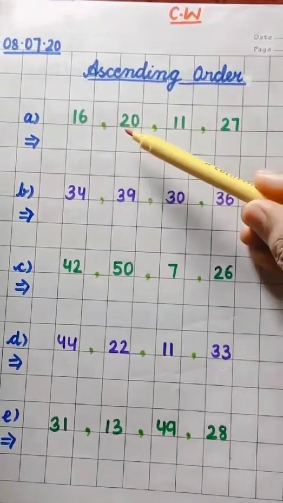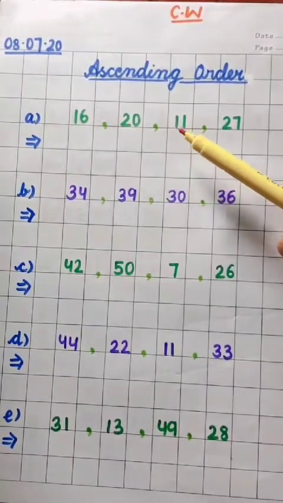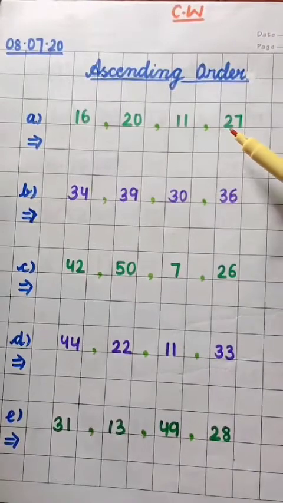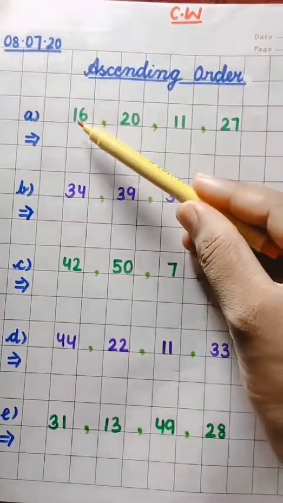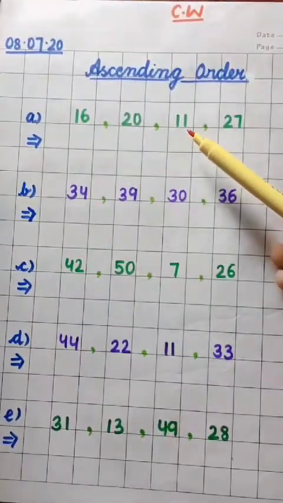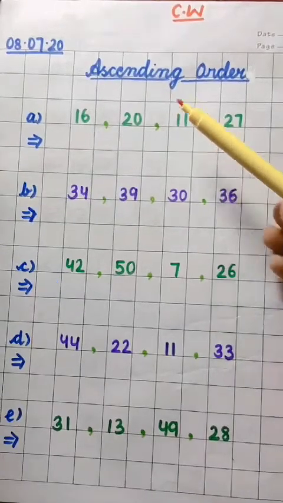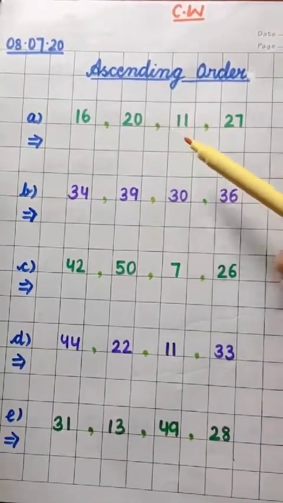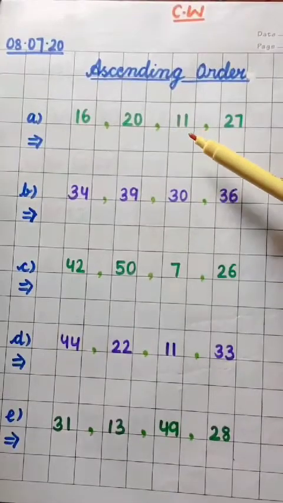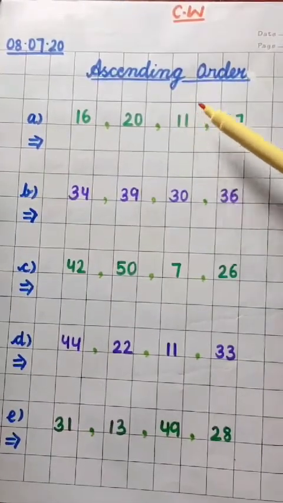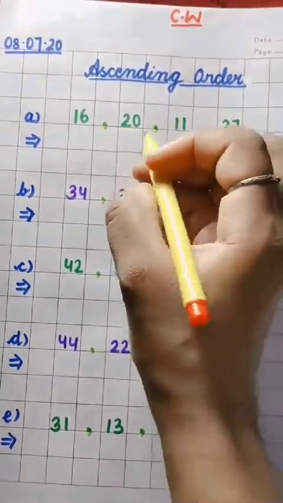This is starting from 2. This is bigger. This is starting from 1. This is starting from 2. Means the smallest number can be 16 or 11. Now you tell me what comes before, which number, 11 or 16? First 11 comes. So which is the smallest number over here? 11. So we will write 11.